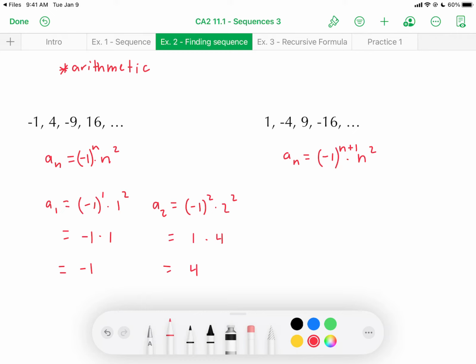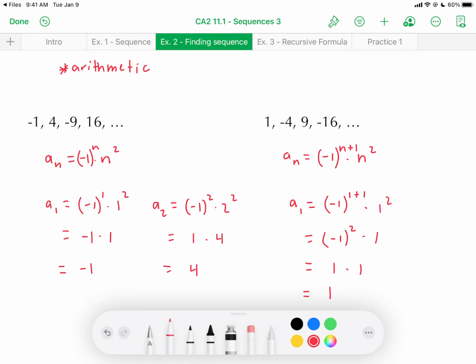Now let's check and make sure that works. A sub 1 would be -1 to the power of 1 plus 1 times 1 squared. That's -1 to the second power times 1. -1 to the second is 1. 1 times 1 is still 1. So see how by adding that 1 to n, it's changing the power on -1 from being odd to even, so that the sign will change when I raise -1 to the even power. It'll change it back to positive.